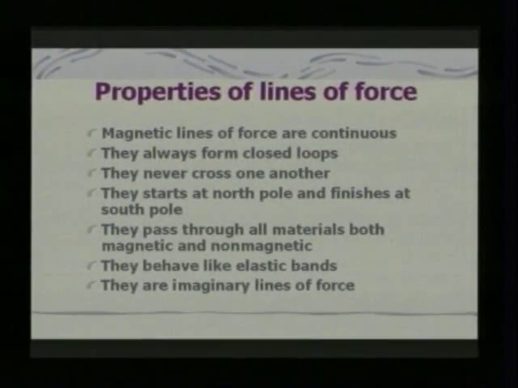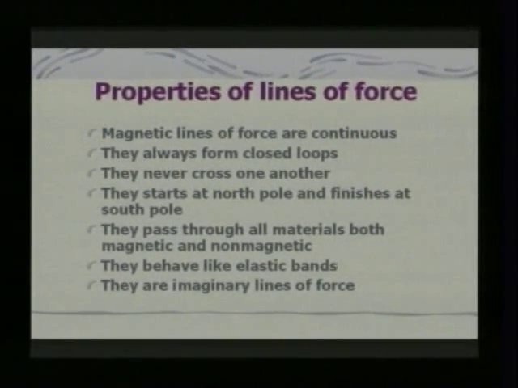Now we will see the properties of lines of force. Magnetic lines of force are continuous. They always form closed loops. That means they originate at one place and close at the same place. They never cross one another. They start at north pole and finish at south pole.